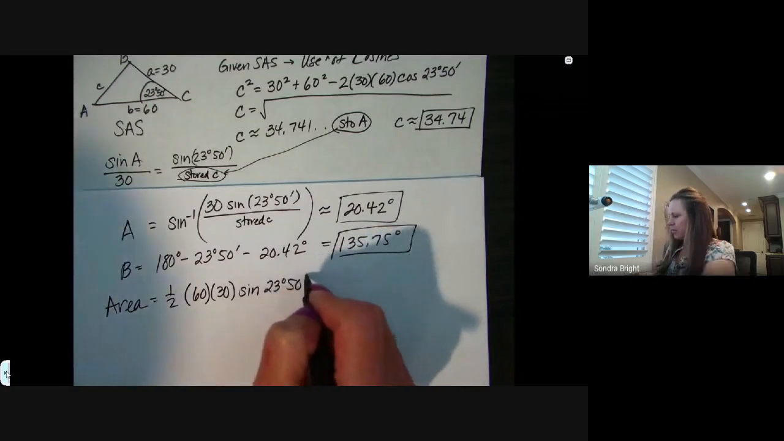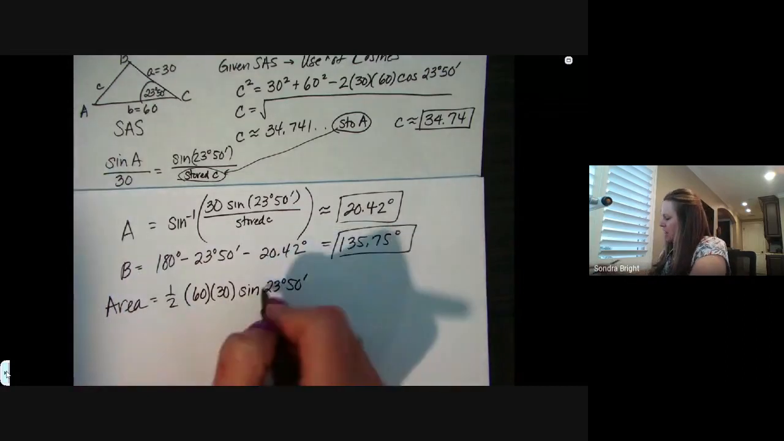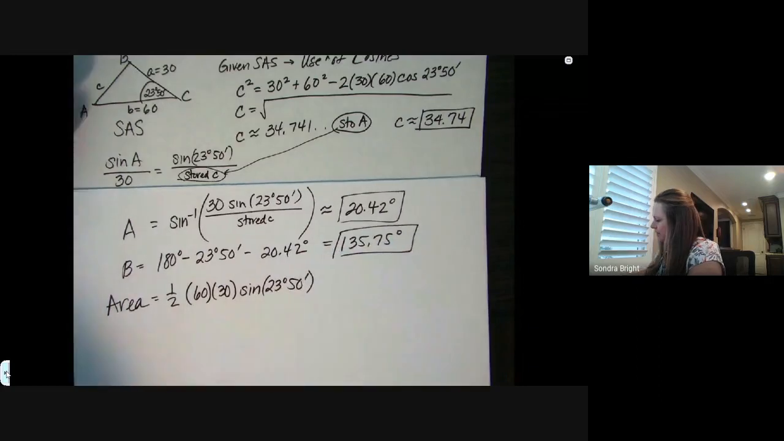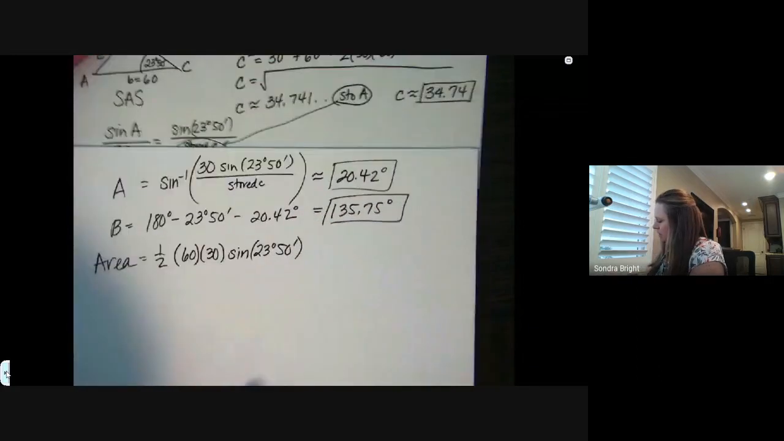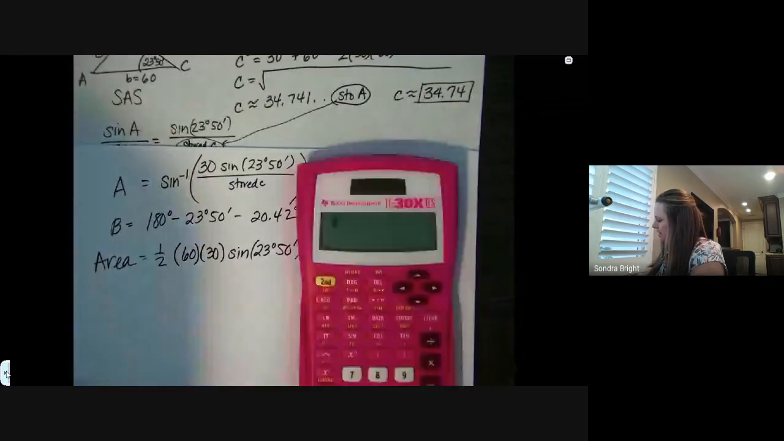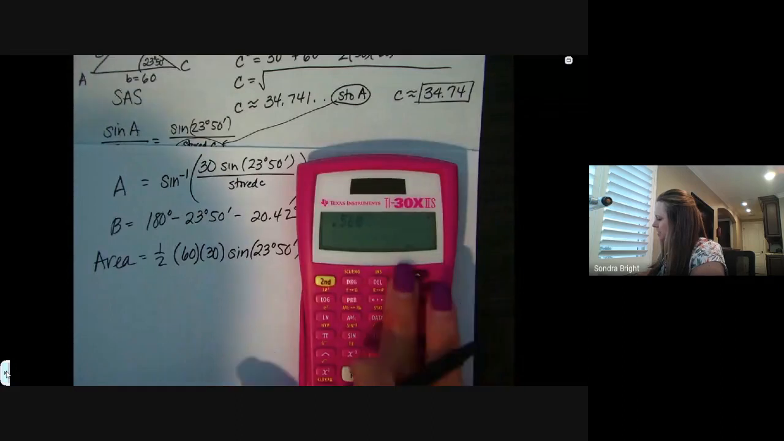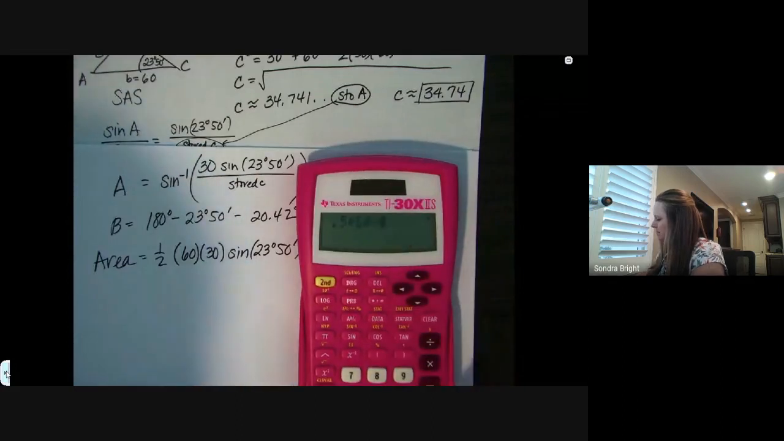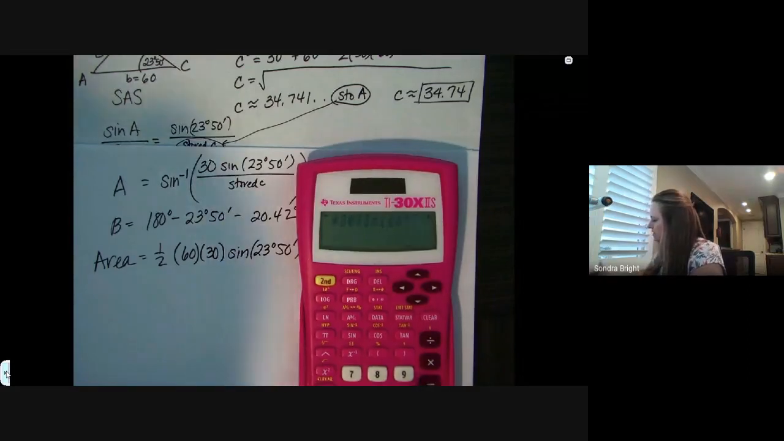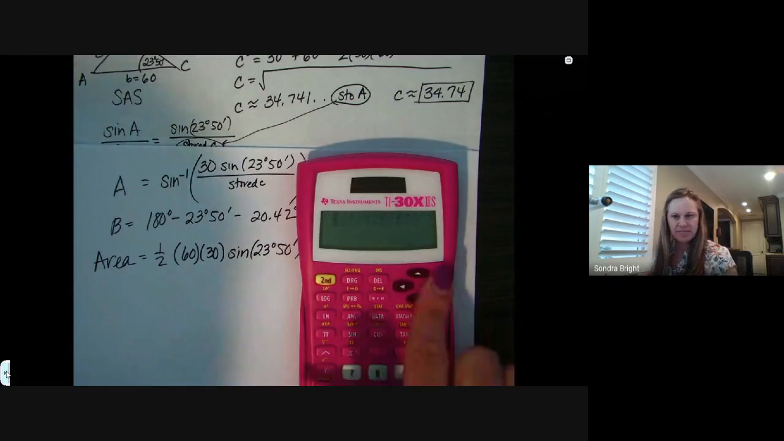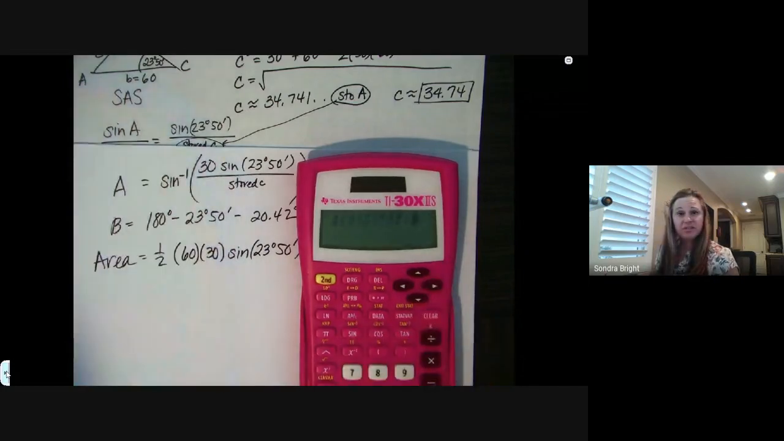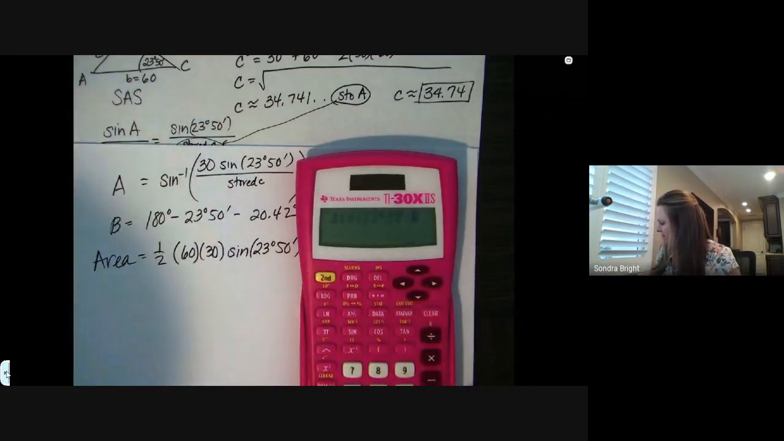So I should put parentheses around that too. All right, and then we'll put that in our calculator and go, I'll just do 0.5 times 60. No, that's not how you do it. Times 60 times 30 times sine of, maybe the 23 degrees and 50 minutes I should have stored, because man, how many times? That's a lot of buttons to put that in, right? You could store that and then you could just keep on hitting it, right?